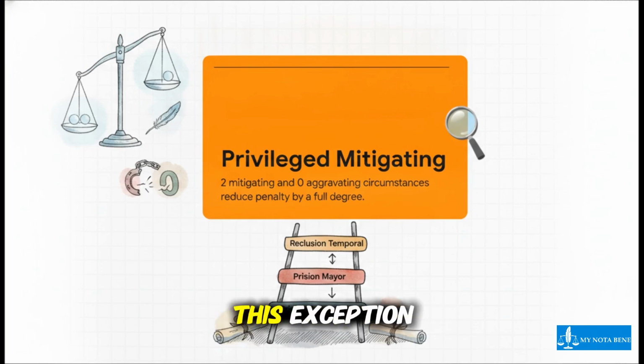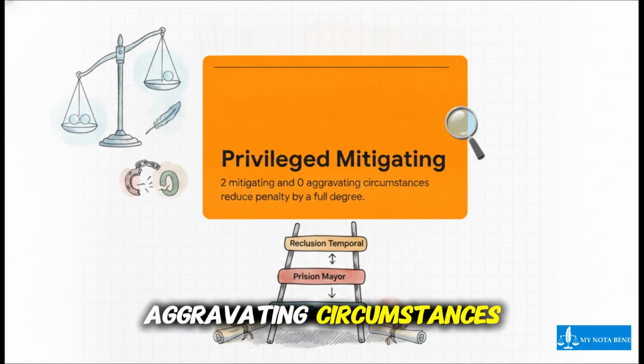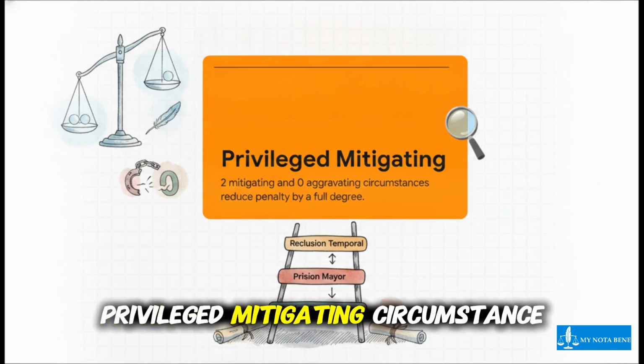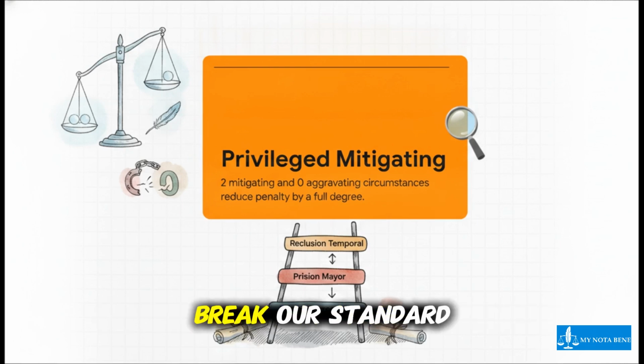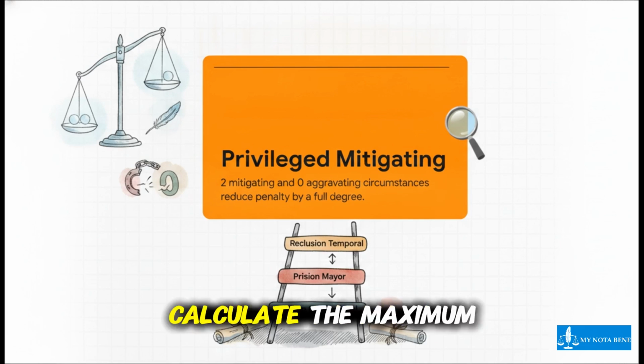So what is this exception? Well, when you have exactly 2 mitigating circumstances and absolutely 0 aggravating circumstances, it becomes a privileged mitigating circumstance. This means we break our standard 2-step rule. Instead of finding the maximum penalty in its normal degree, we actually drop down the ladder a full degree before we even calculate the maximum.